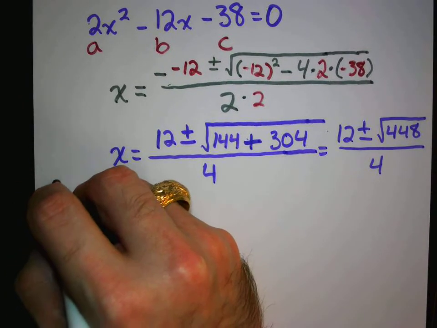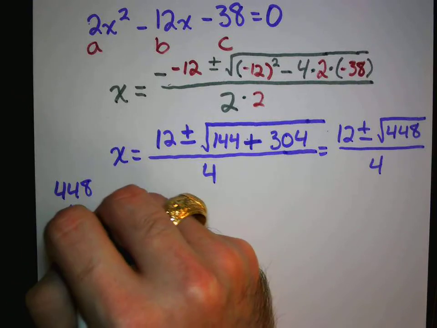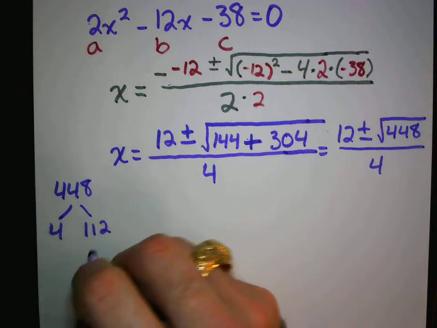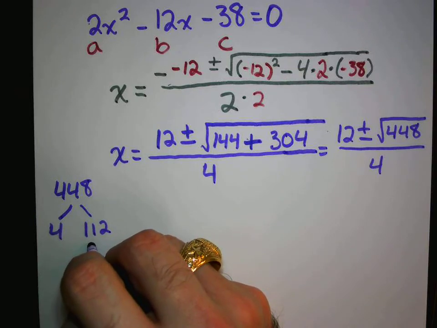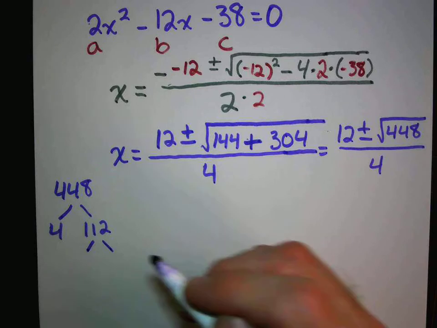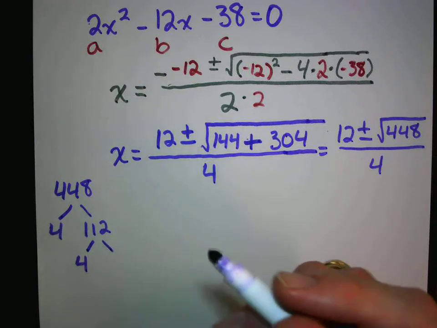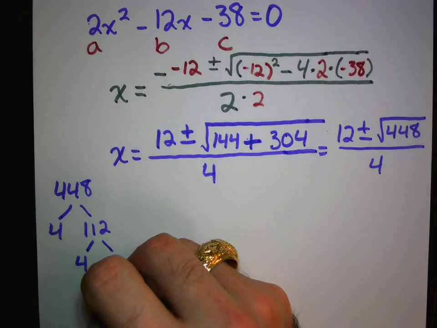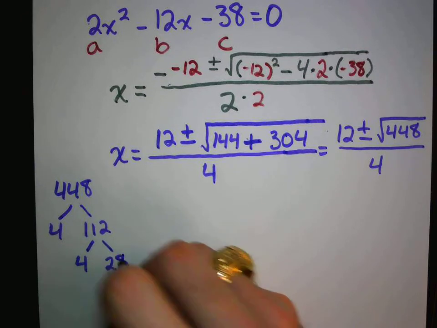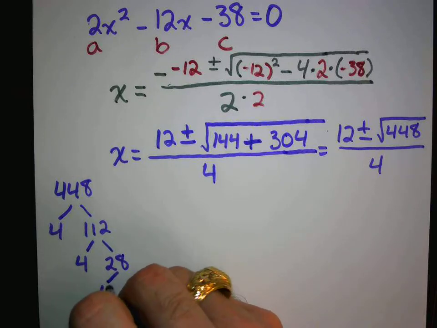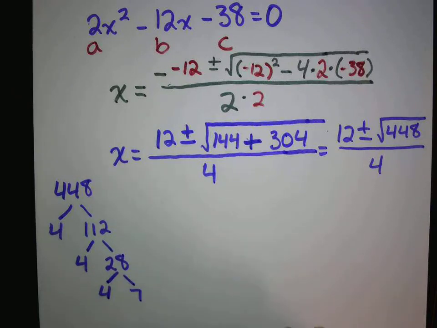And so 448 will factor to 4 and 112, which will also factor to 4 and 28, which will also factor to 4 and 7, and that gives me 2 and 2.